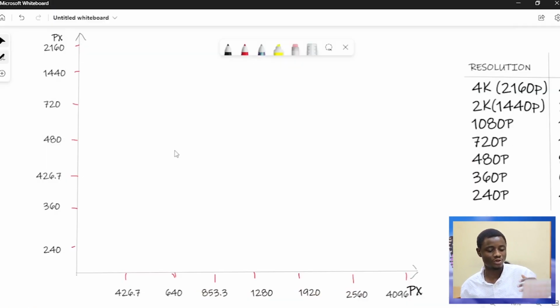So let's use our illustration. Like I've said, we have 4K, we have 2K, we have 1080p, we have 720, we have 480p, we have 360p, we have 240p. So I've drawn this graph to explain to you. So the number of pixels affects the video. So we're going to be plotting this graph. We're going to be drawing it.